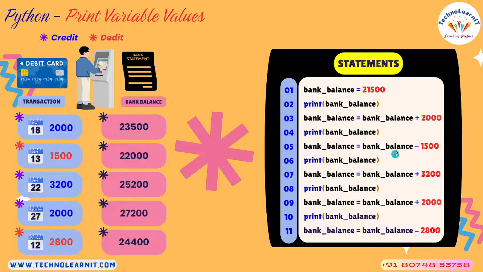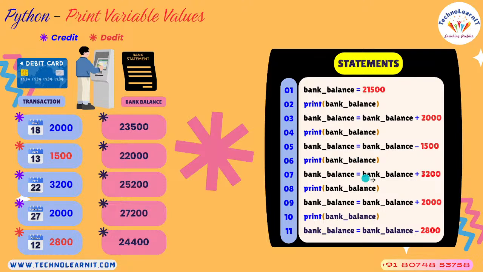On statement 5, you again refer to bank balance. What is the value of bank balance at this point of time at this step? 23,500. And from that 23,500 you are subtracting 1,500, and the result would be 22,000. That 22,000 will be stored in the same variable bank balance. So once the fifth statement is executed, the value of bank balance would be 22,000. So when you print bank balance here, what will you get?